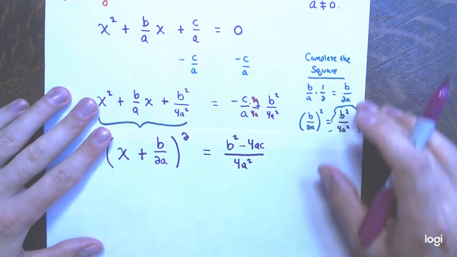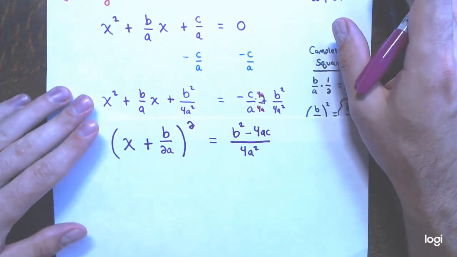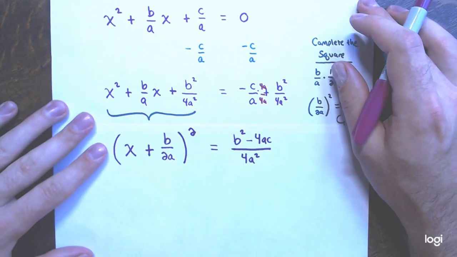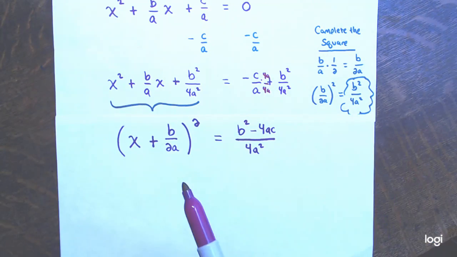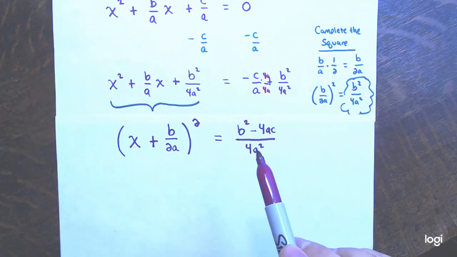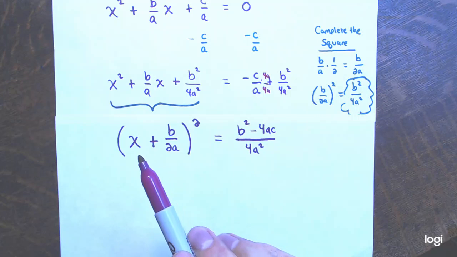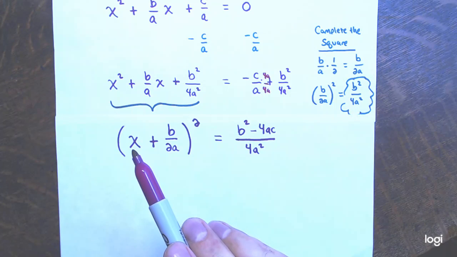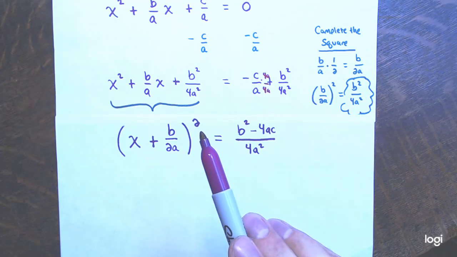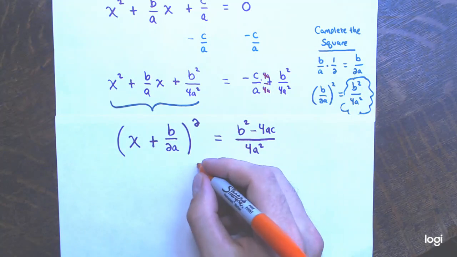And now I have an equation where I can use that square root property to help me solve. This is some expression squared equals some number. Remember, a, b, and c are all numbers. The only thing here that's a variable is x. So I have a variable in a square, and no x's outside that square. So this can be solved using the square root property.